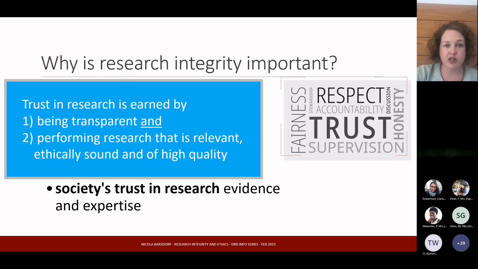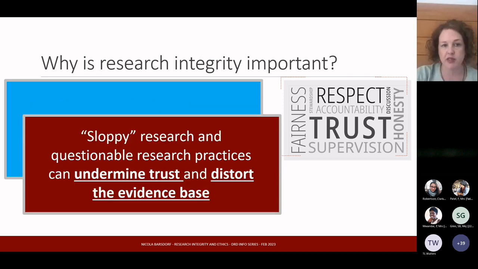And trust in research is generally earned by being transparent, so allowing others to see how you are working and what you are doing. And then also, obviously, performing research that's relevant, socially relevant, that's ethically sound, and that's of a high quality. And if we start to see sloppy research or questionable research practices, those can then undermine trust. But more importantly, I think they end up also distorting the evidence base, and we'll talk a bit more about how that happens now.